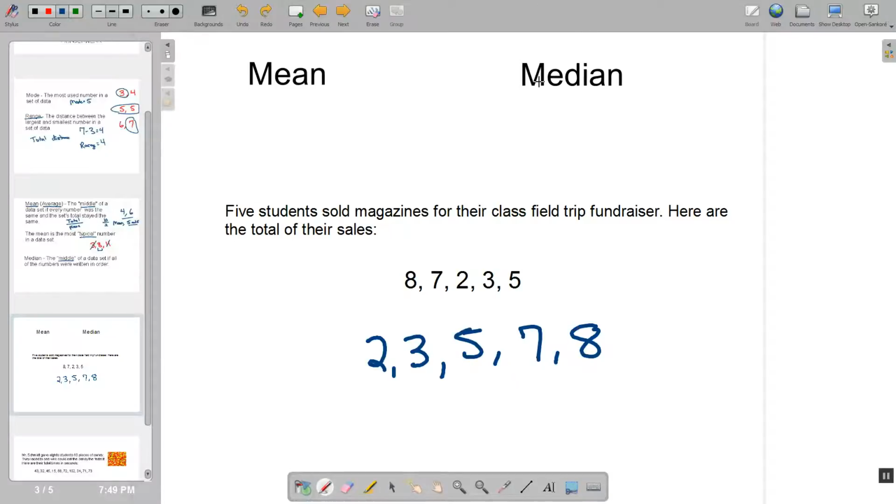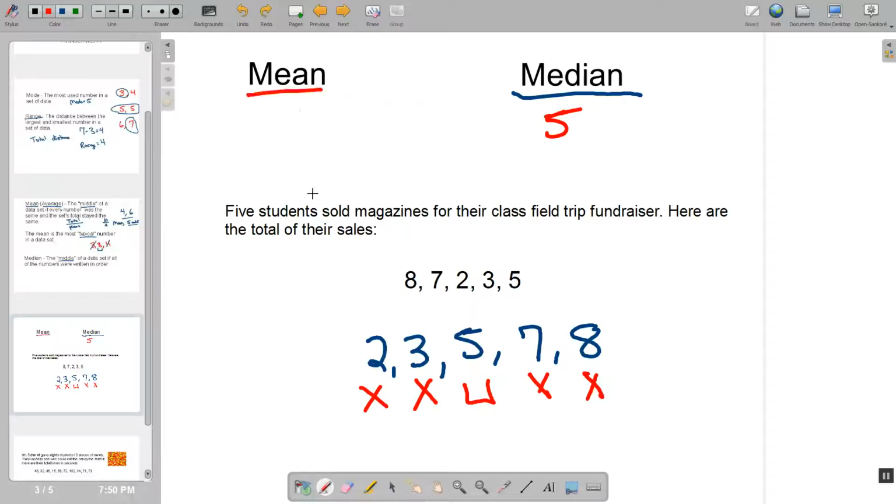Now, median is almost always the easiest thing to find first, at least compared to mean. So what I do is I simply look at the bottom number and the top number, and they are going to be opposites of each other because we're looking for the middle. So we can get rid of the top and bottom. And then we do that again. We look at the next top and the next bottom, which means that the middle number, when the set is written in order, is 5. So the median here is the number 5.